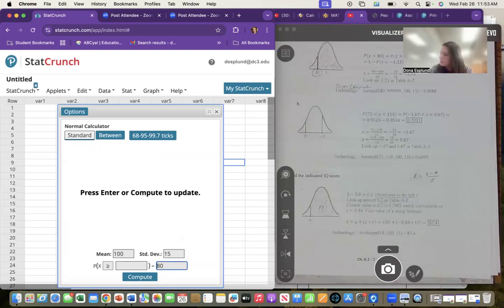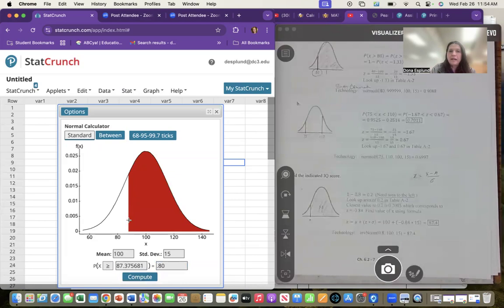And so if my probability is 80% and I'm looking for what amount would be there, I need to enter 0.8. So 0.8, and then I'm going to ask it to compute. I'm going to look at it, it's going to be computed greater, and that means that I'm going to go to the left. And they're saying, what is the score? What X value would give me 80% of the entire population? And that means my IQ score will be then 87.4 because I'll round that.